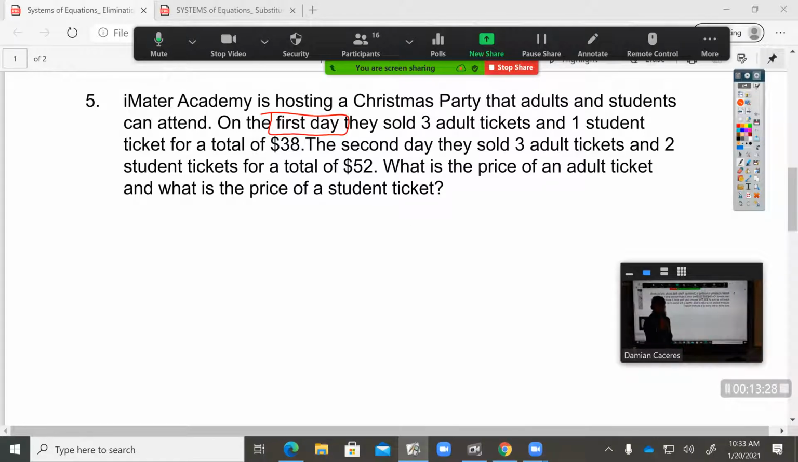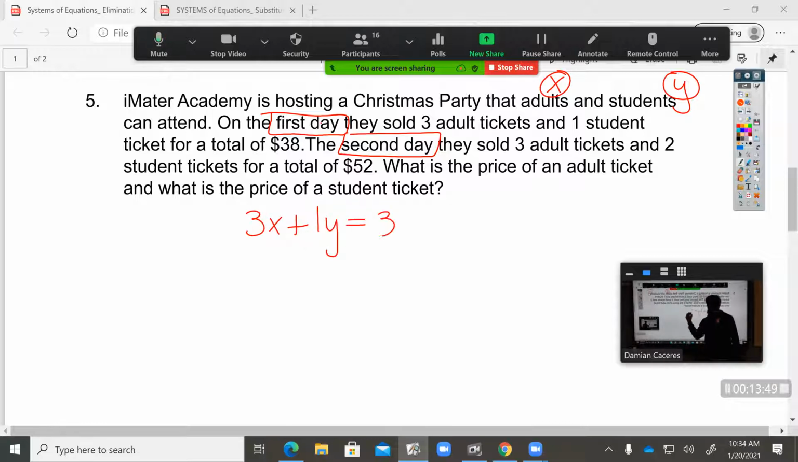The first day is going to make up the first equation. The second day is going to make up the second equation. So on the first day, they sold 3 adult tickets and 1 student ticket. So let's give a variable to each and create the equation for the first day. 3x plus 1y equals $38. That is the equation for the first day.